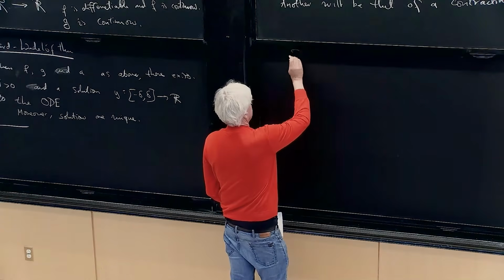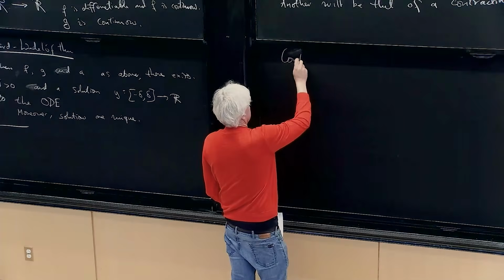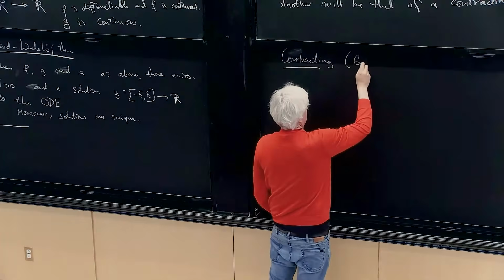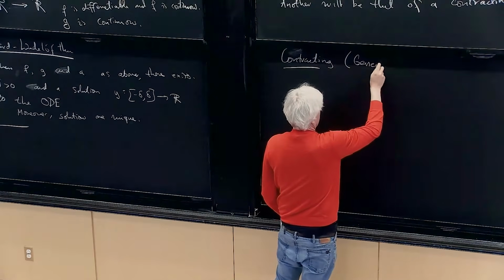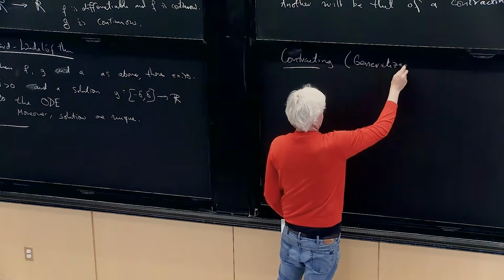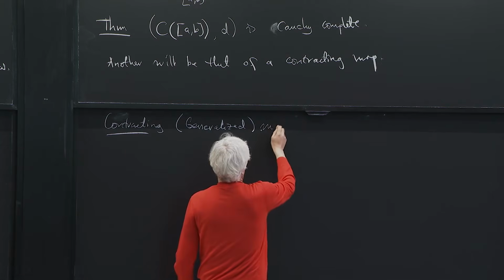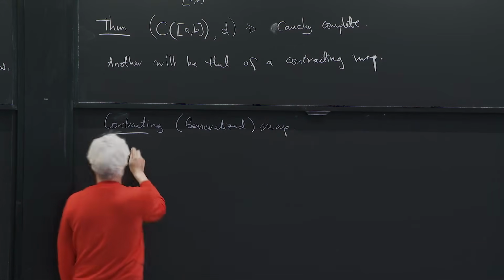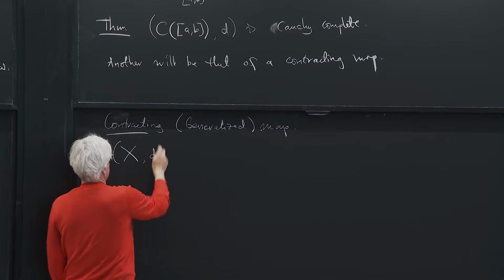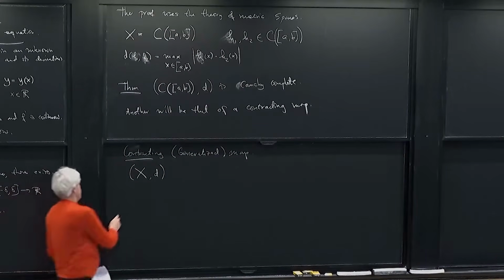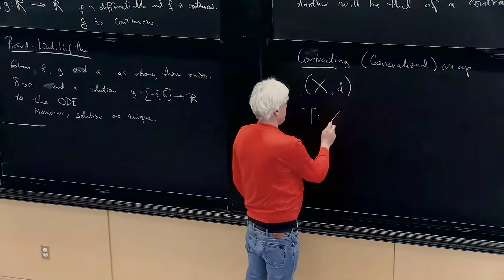So, contracting map. This is the general version, as opposed to the version that we talked about already, that was for the line, for R. So you have a metric space (X, d). It could be like this, but it also just could be any metric space. And then you have a map from this metric space into itself.